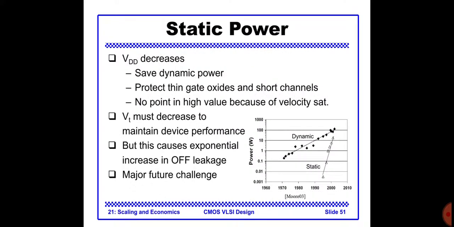Static power and VDD decreases save dynamic power, but produce thin gate oxides and short channels, so there is no point in high VDD because of velocity saturation. VT must decrease to maintain device performance, but this causes an exponential increase in off leakage, a major future challenge. This is the statistical diagram for power and Moore's law.